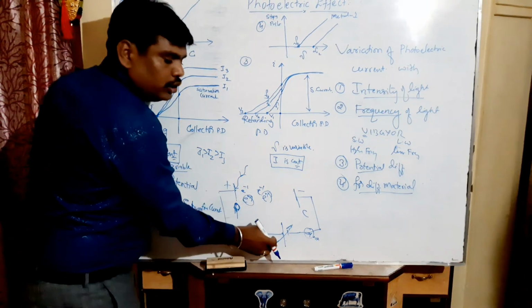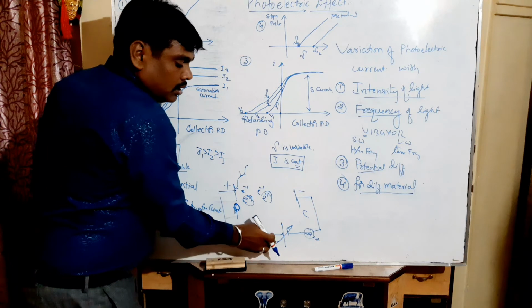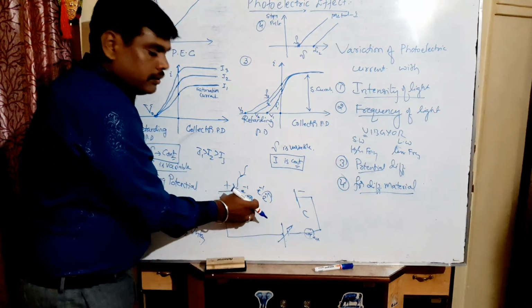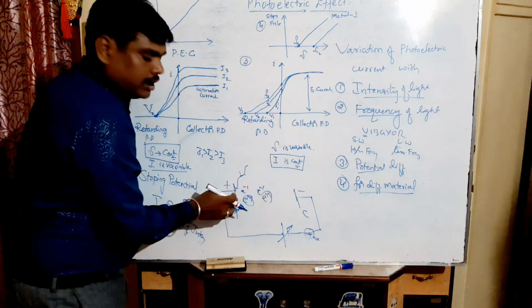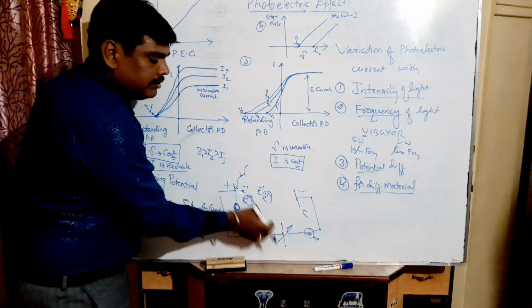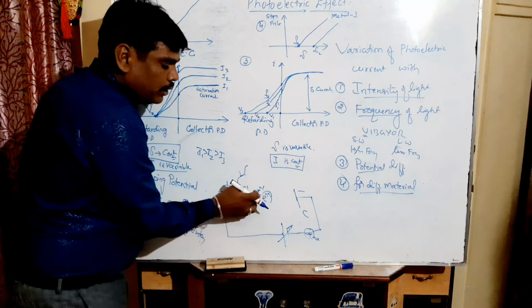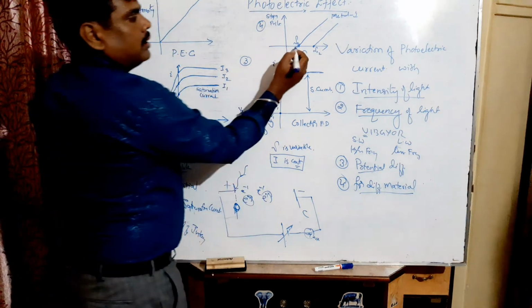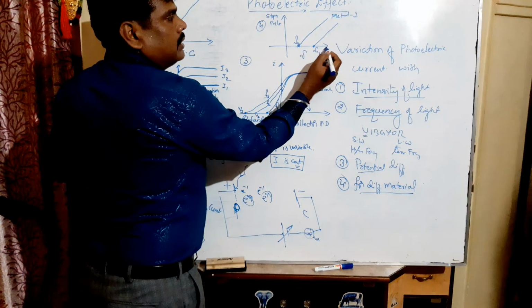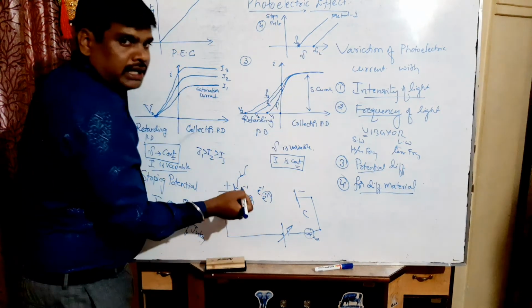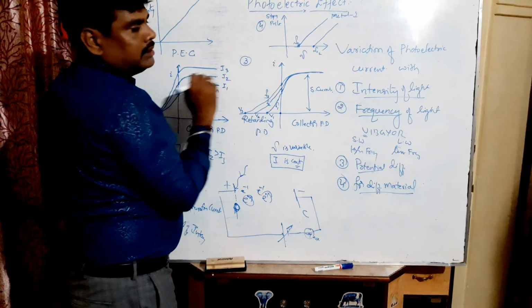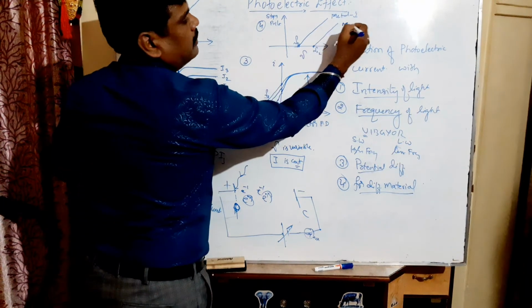If you increase the negative potential, the magnitude of the negative potential is directly proportional to what? The energy of the electrons emitted from the metal surface. If they have higher energy, we require higher negative potential. If they have lower energy, we require lower potential. That's the thing. So if the frequency increases, the emitted electrons also have higher energy. That's why the stopping potential also increases linearly. Then this is for metal 2.